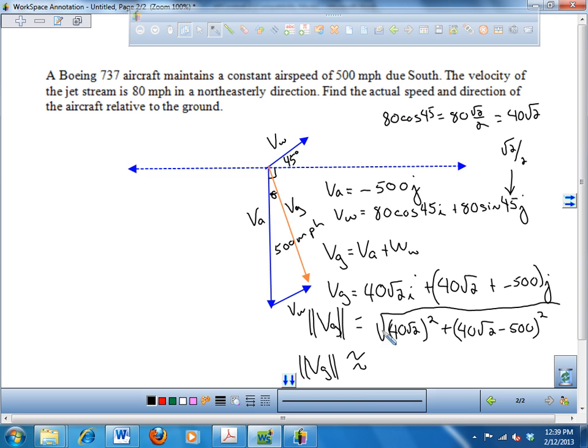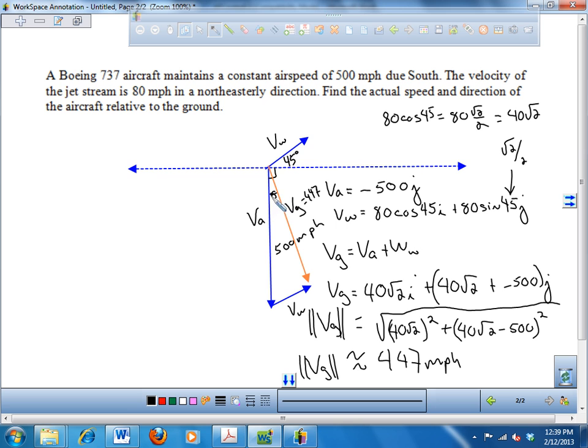You did get negative. 447 miles per hour. So this guy is going 447 miles an hour this way, because the wind is kind of slowing him down a little bit and pushing him to the side.